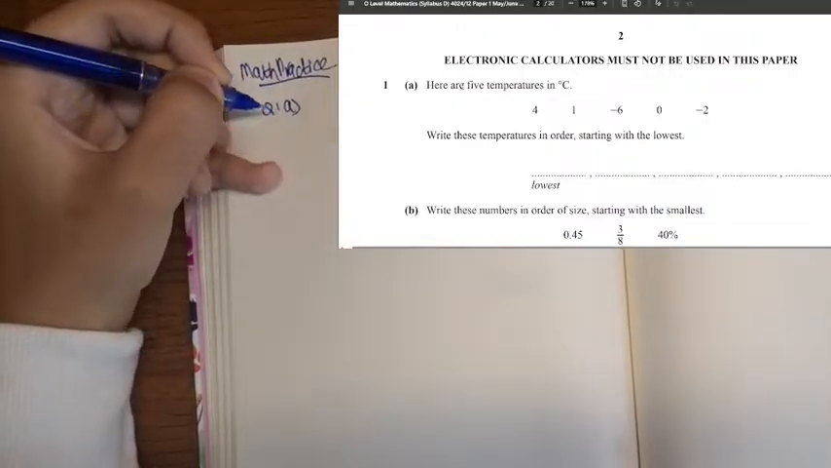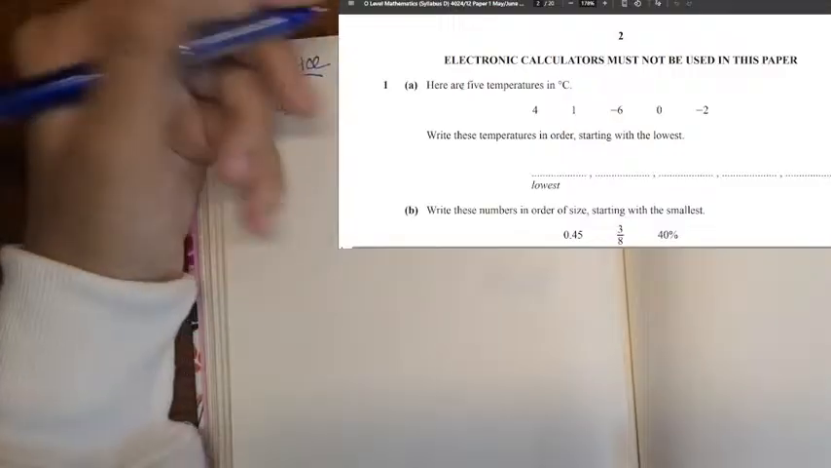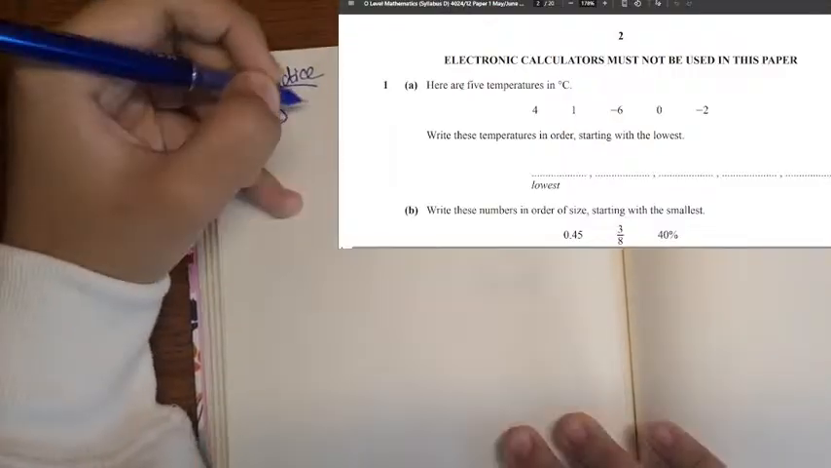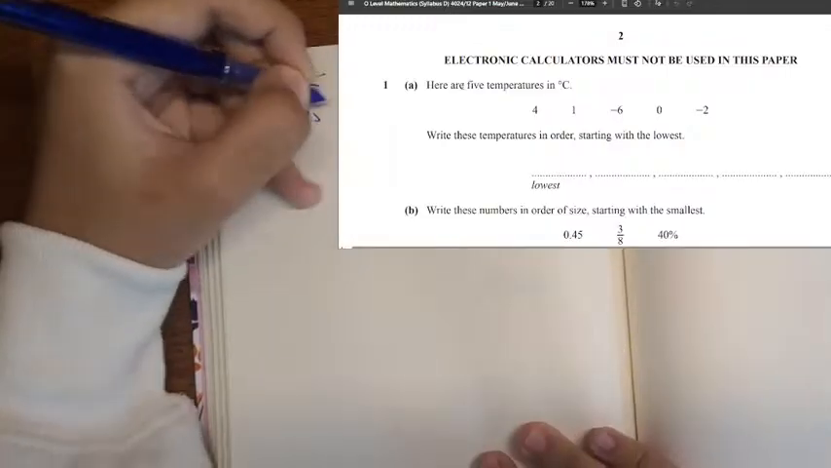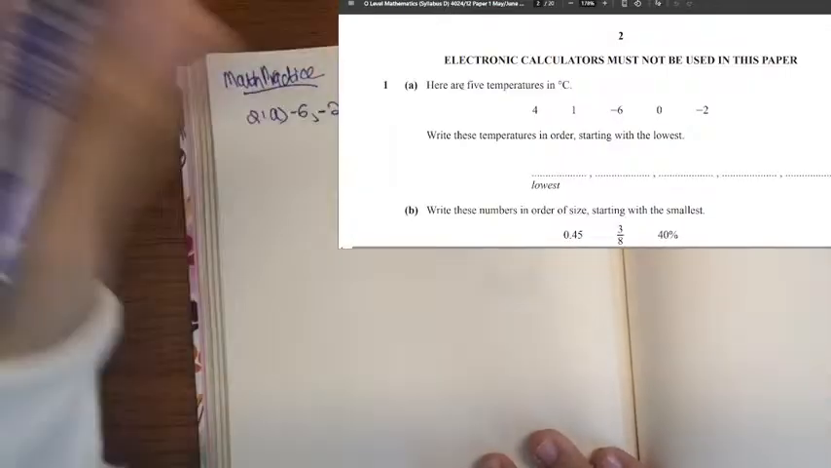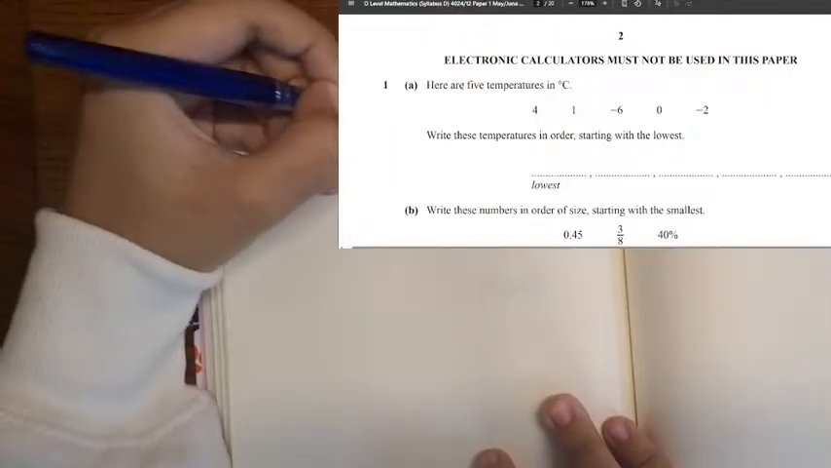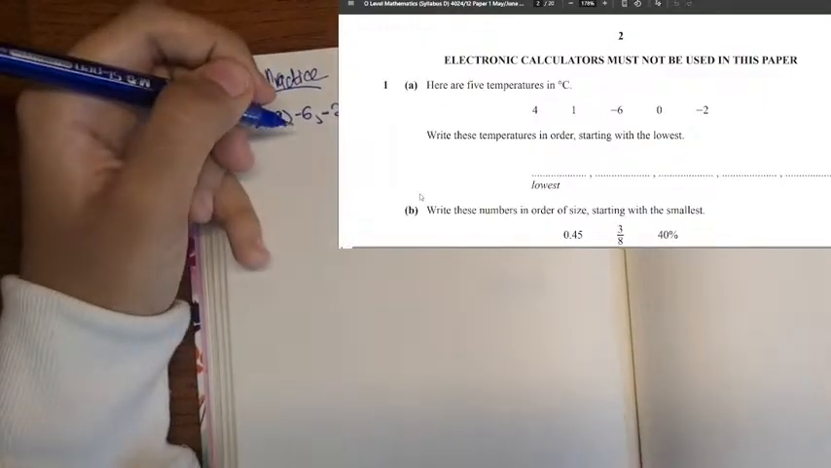So, the lowest one of these is obviously the one that has the greatest value in negative, right? So, the ones with the minus sign are minus 6 and minus 2. Obviously, minus 6 will be the lowest because it's the greatest negative one, right? So, we have minus 6 here and next we have minus 2. Now, going to the positive ones, we have something in between. We have 0, then we have 1, and 4. Well, that's the order. Now let's move on to question number 2.